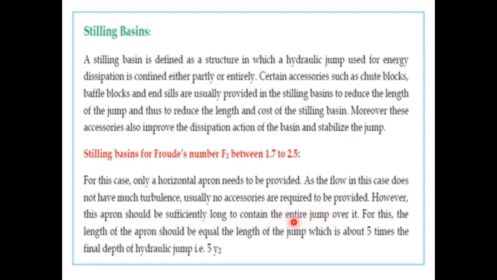You know that if y2 is the sequent depth, or the final depth of the hydraulic jump, then the length of the concrete apron that can be provided will be equal to 5 times the final depth of the hydraulic jump. So this case of a horizontal apron provided at the toe of the spillway will generally be for a Froude number between 1.7 to 2.5.